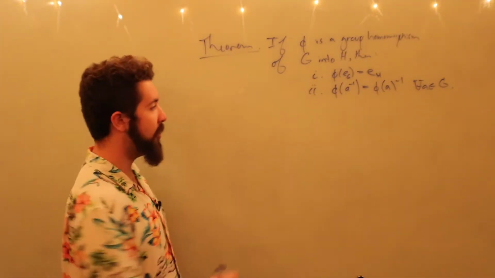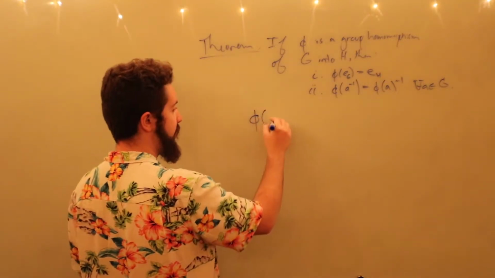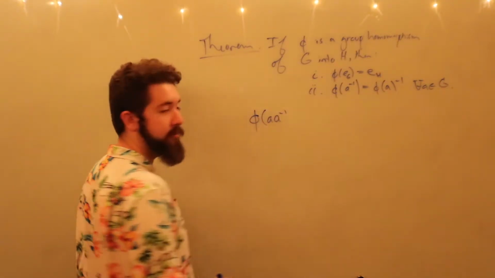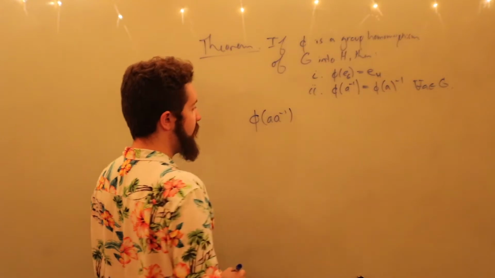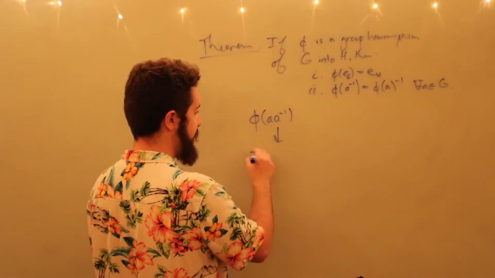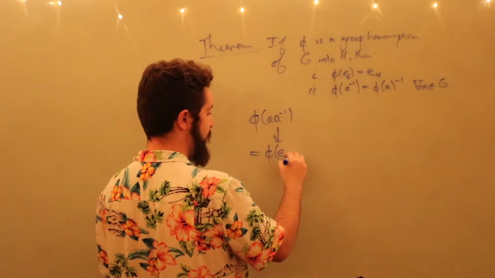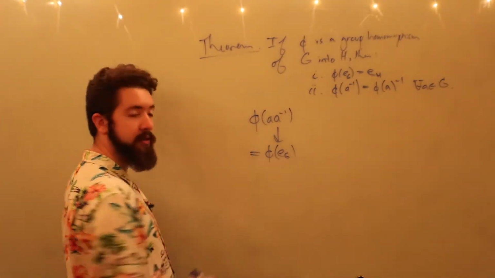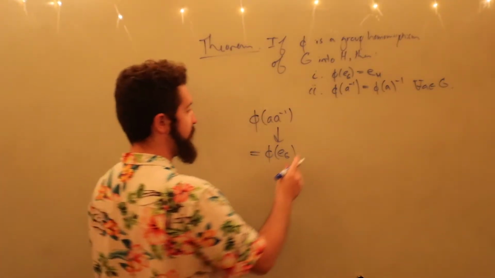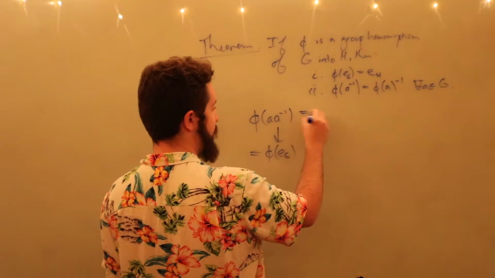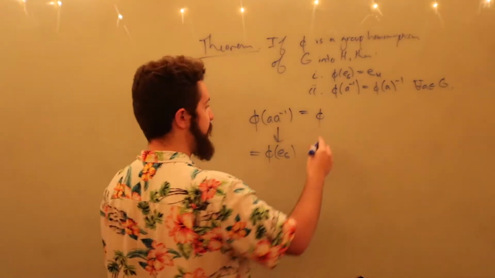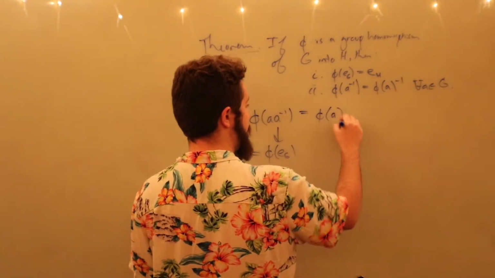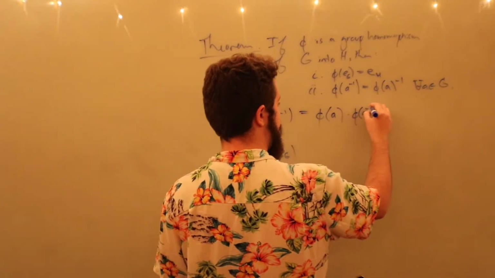Alright, now for the second part. Let's consider the mapping phi of a inverse. Well, phi of the identity in G, for any element a in G, is going to be equal to, by operation preservation, phi of a times phi of a inverse.